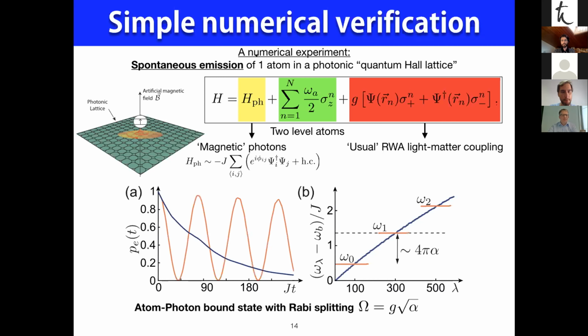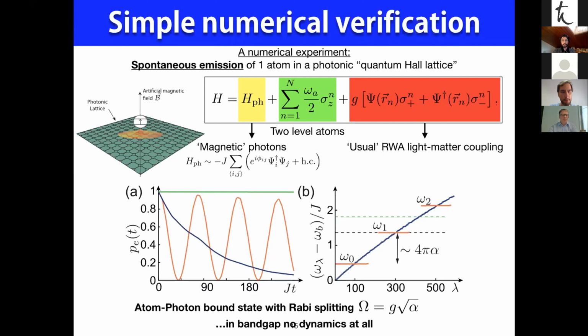Now I turn on the magnetic field, and I start to see these Rabi oscillations. Why? Because if I take a look at this spectrum, the spectrum of the photonic lattice now gets organized in bands which are quite degenerate. My atom is in resonance, for instance, with this band here. Being in resonance with this band gives rise to these Rabi oscillations, in which the Rabi frequency, which determines the Rabi splitting of the bound state, scales with the magnetic flux.